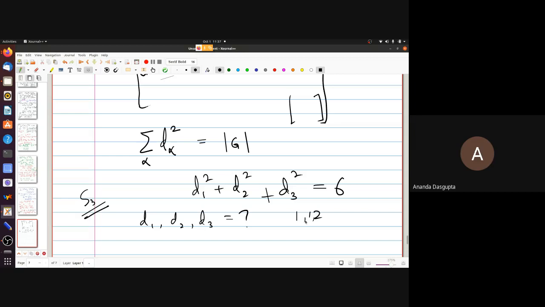Look, next day we are going to prove several results. First of all, that the number of irreps is exactly equal to the number of classes. We haven't proven that yet. We have proven it's less than or equal to.